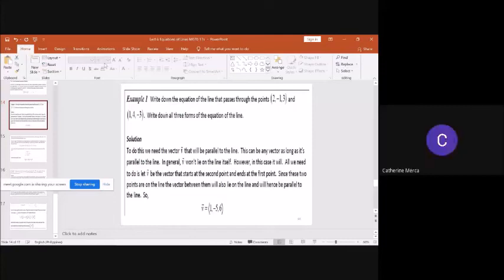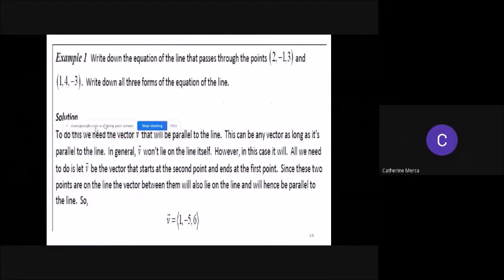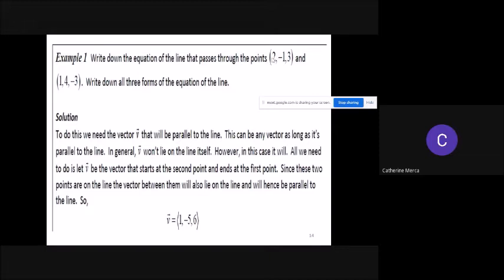So here, let's take a look at this one. It says, write down the equation of the line that passes through the points. Can you see the screen?